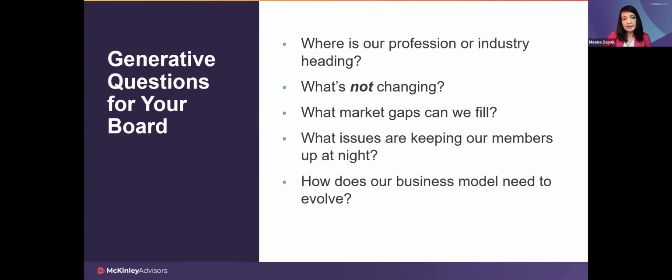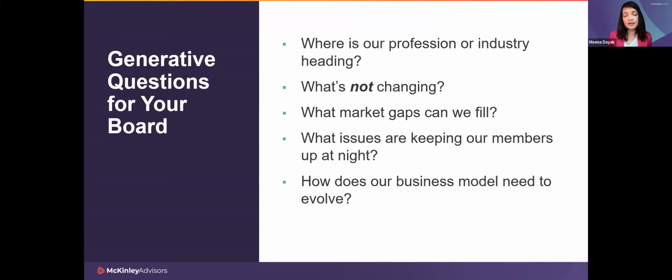Around specific topics, what are some generative questions you can ask your board to be thinking about? It really is looking at how the market is evolving, what are the gaps and opportunities, and what are the pain points that your members, and beyond members, your customers, your prospects, that bigger universe out there, what is really keeping them up at night, and what can you do to solve the problems that they're facing? That needs to be a constant question.